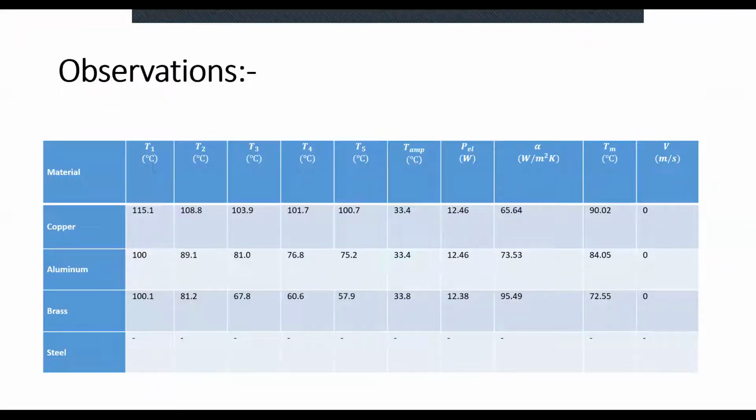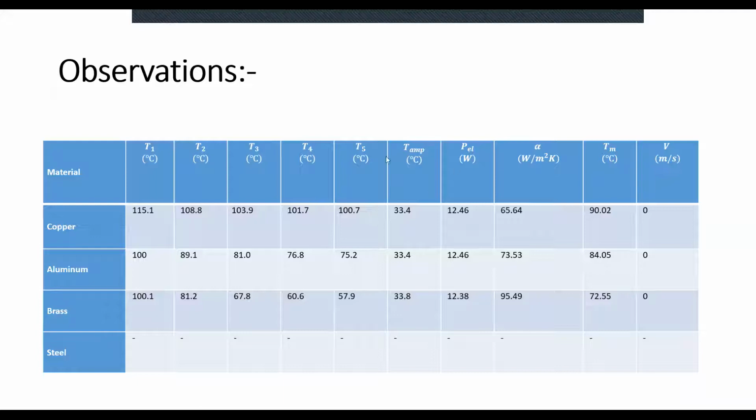You can see this is the observation table, which is in your lab sheet. I think you all refer to it. We are unable to do it for the steel, therefore I did not have the data for that one, but I have done these three metals. For copper, you have seen the video. This is the recorded temperature of T1 to T5: 115, 108, like that.